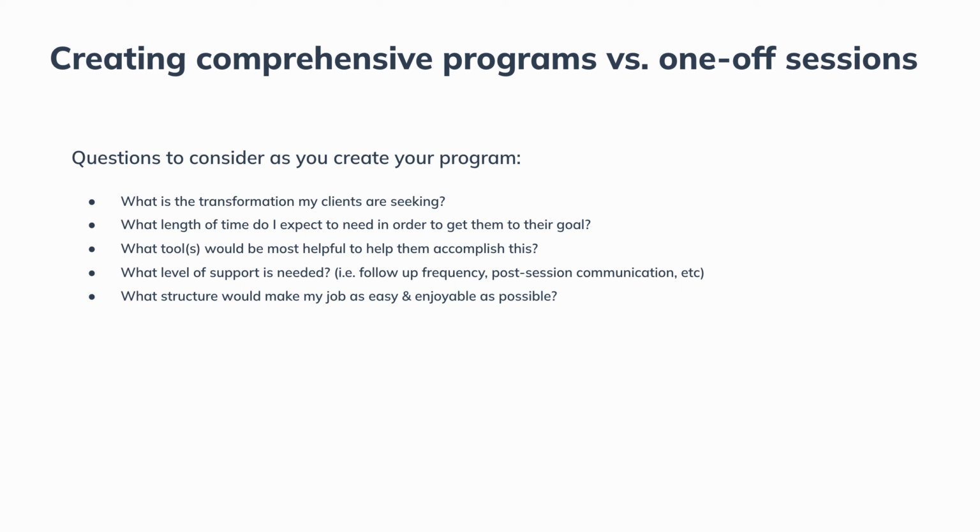So a couple important questions to consider as you map out what your comprehensive program could look like. The first is, what is the transformation my clients are seeking? This is important, and it's going to be different from practitioner to practitioner. And we only want to design a program that helps facilitate that transformation that your ideal client is seeking. So getting really clear on that helps with the structure of your program and also the clarity of your marketing.